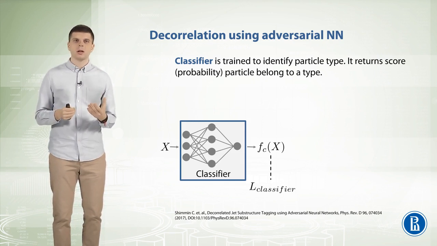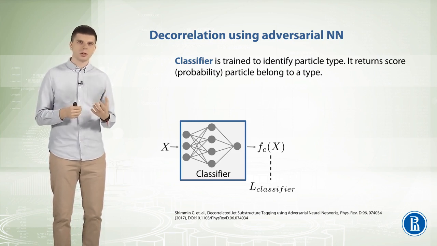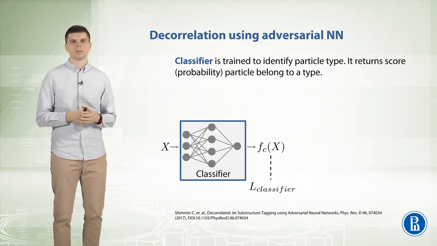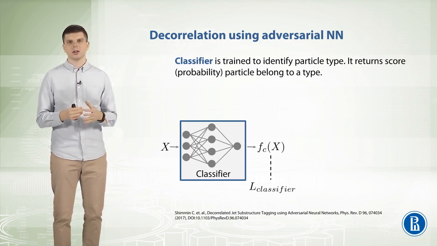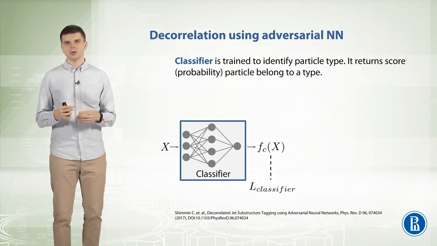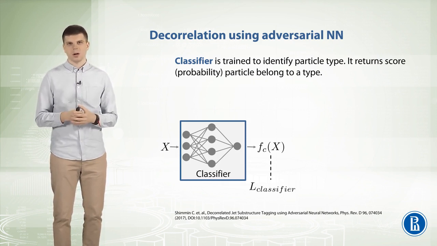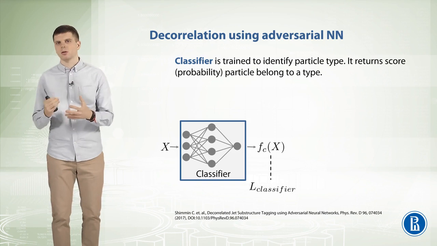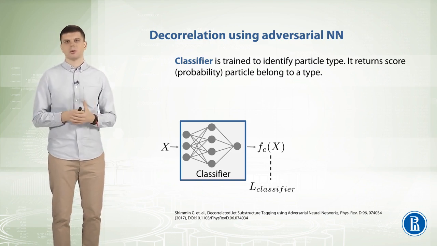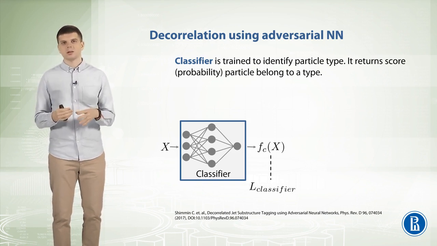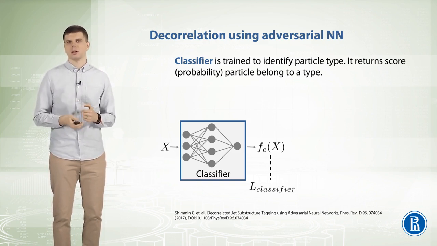The first one is a classifier that is trained to predict a particle type, for example. This classifier has its own loss function used for the training, for example, binary or categorical cross-entropy. So this is just a usual neural network without any special modifications.